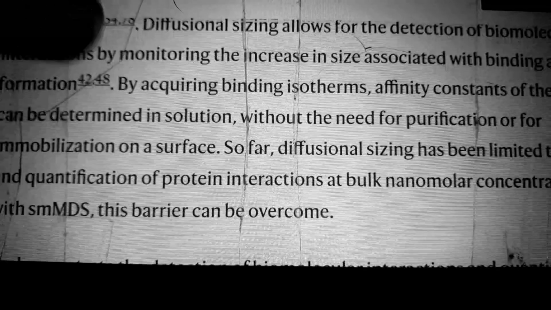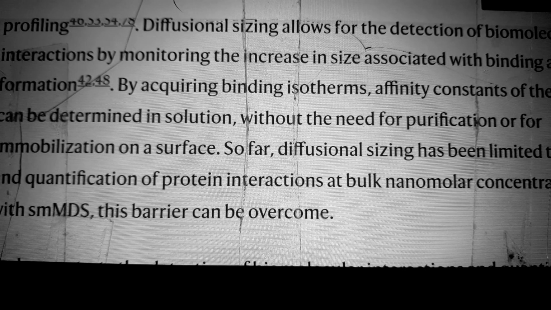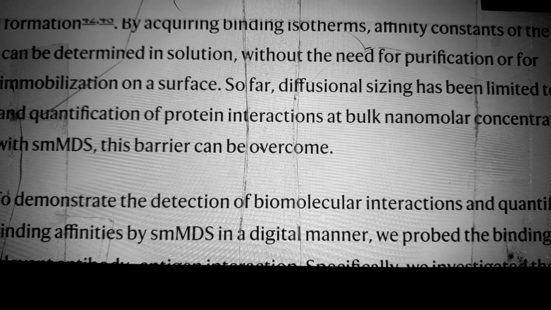Diffusional sizing allows for detection of biomolecular interactions by monitoring the increase in size associated with binding and complex formation. By acquiring binding isotherms, the affinity constants of the interaction can be determined in solution without the need for purification or for immobilization on a surface. So far, diffusional sizing has been limited to sizing and quantification of protein interactions at bulk nanomolar concentration levels. With SMMDS, this barrier can be overcome.